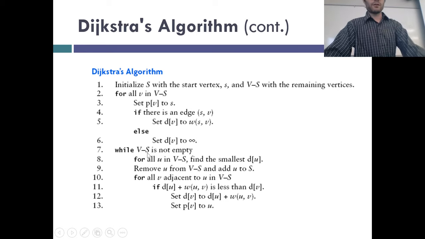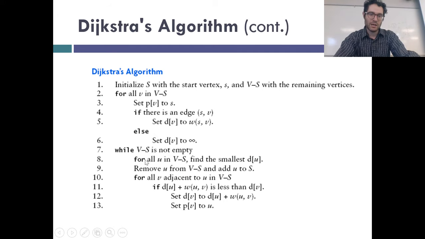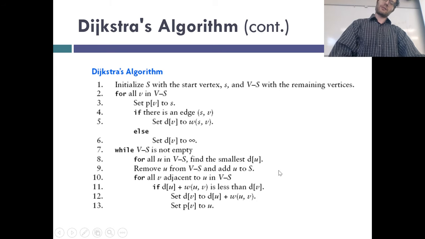Then, while your to-do set is not empty, look at all the nodes in your to-do set. Find the one with the shortest distance. Remove it and add it to your done set. And then look at all the nodes adjacent to it. If the cost to get to the node you're looking at plus the weight to get to its neighbor is less than the distance to get to that neighbor, update that weight and update the way you got there.